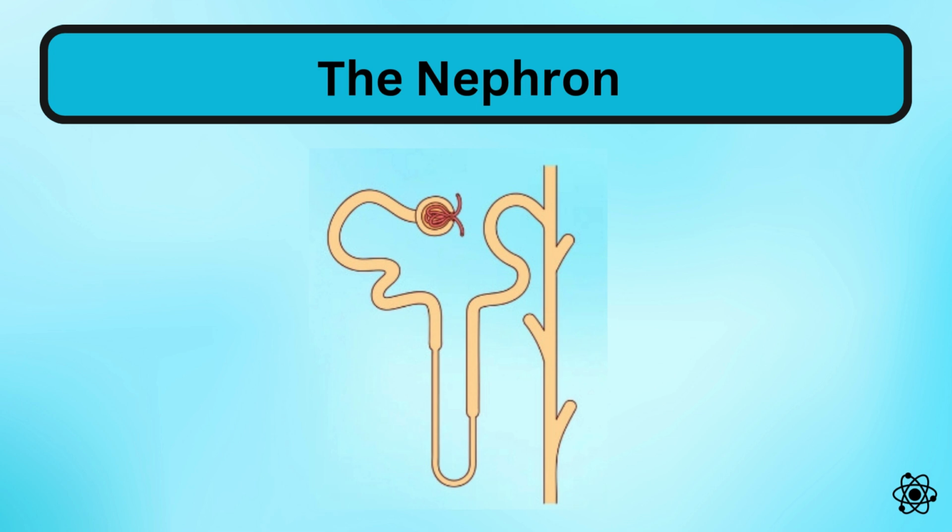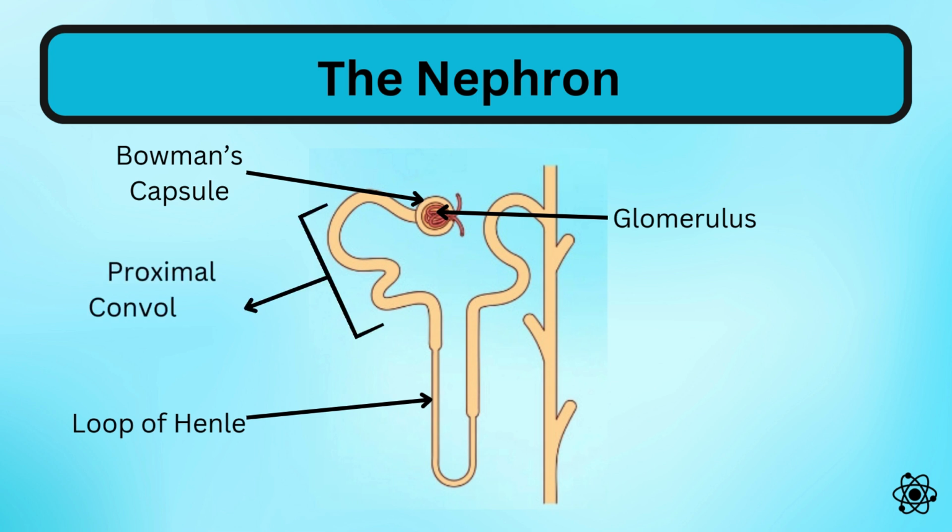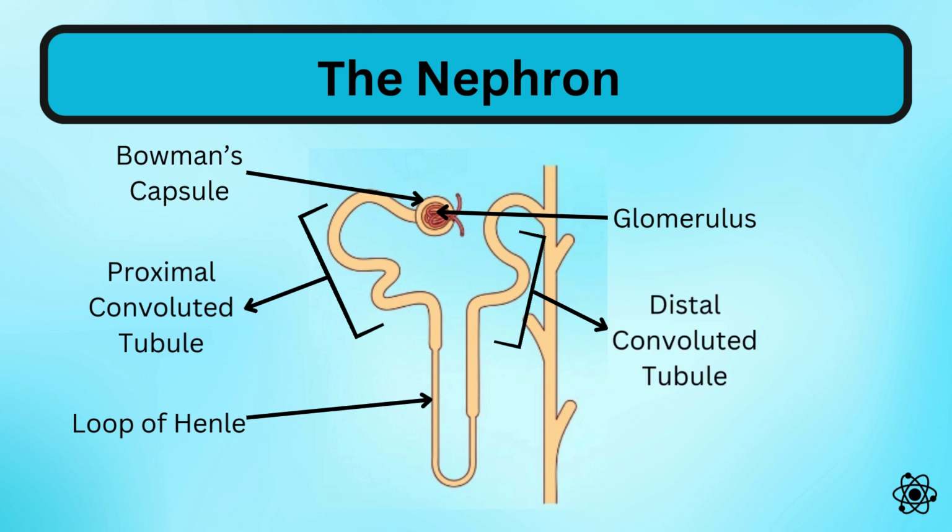So, this is a nephron. This is the glomerulus. This is called the Bowman's capsule. This is the loop of Henle. This is the proximal convoluted tubule. This is the distal convoluted tubule. And this is the collecting duct.